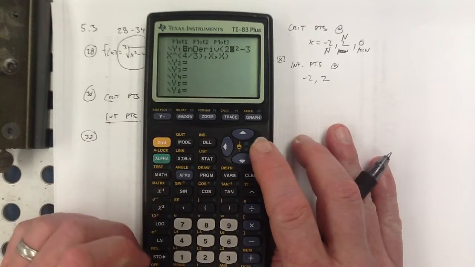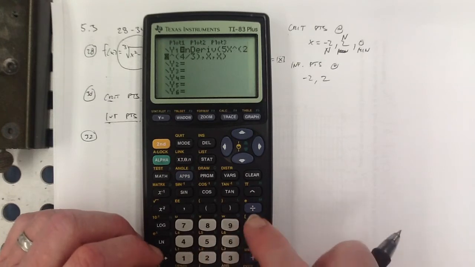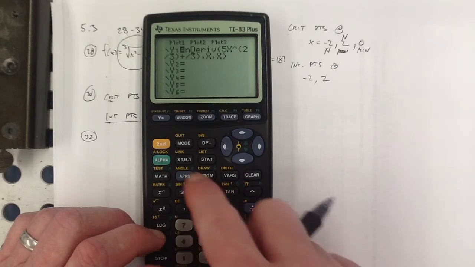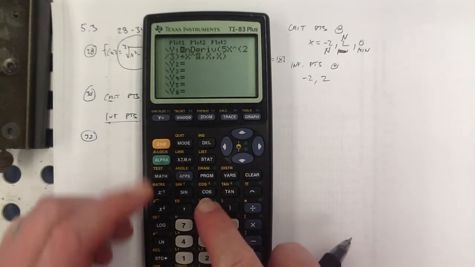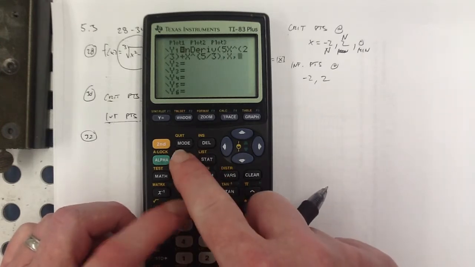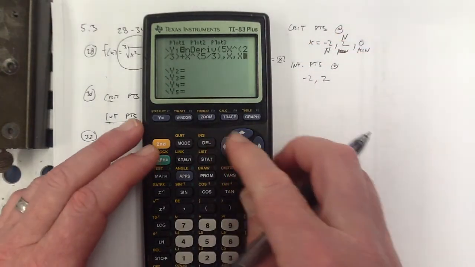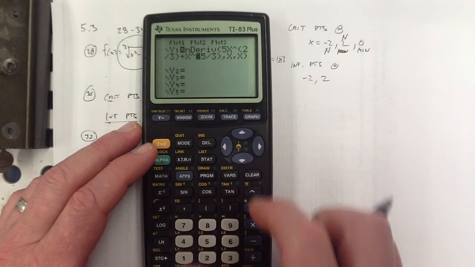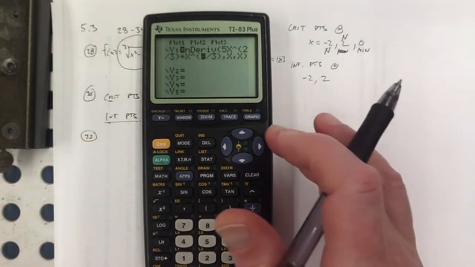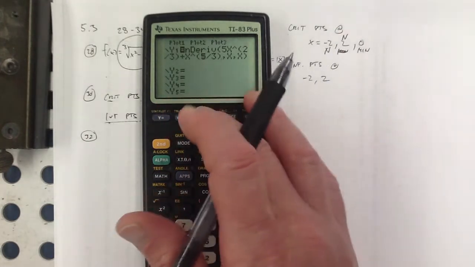Okay, so next one. The derivative of 5x^(2/3) plus x^(5/3), comma x, comma x. Ooh, that's not good. I've got a curly bracket in there. All right, I think that's good. I'm going to go back to the standard window.